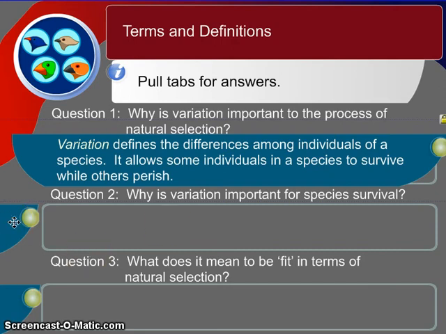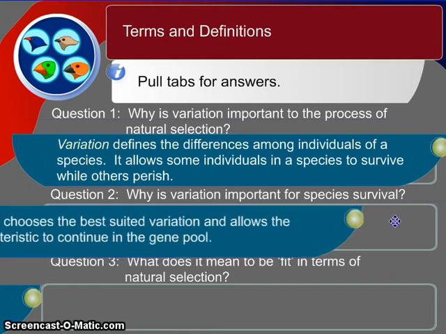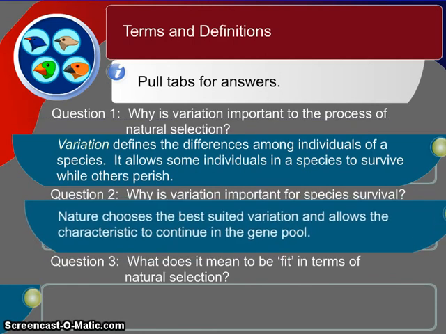So why is variation important for a species' survival? This is because the variations that are best suited for the nature in which the animal is living allow that animal to actually live longer or have more mates, which then means that that characteristic will continue to be in the gene pool.